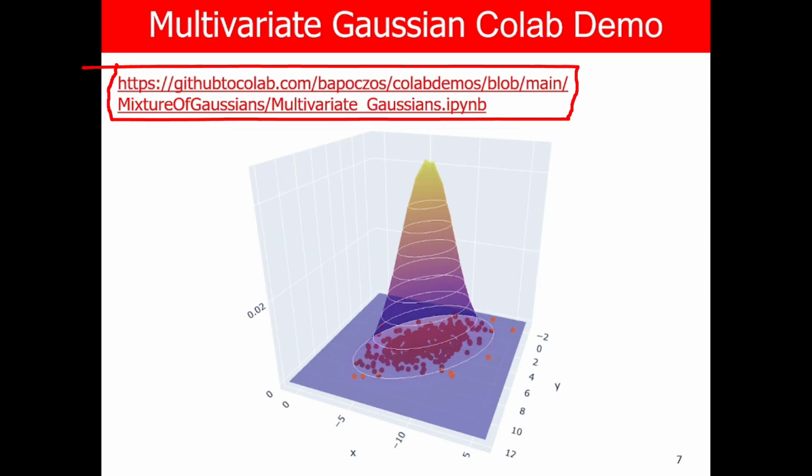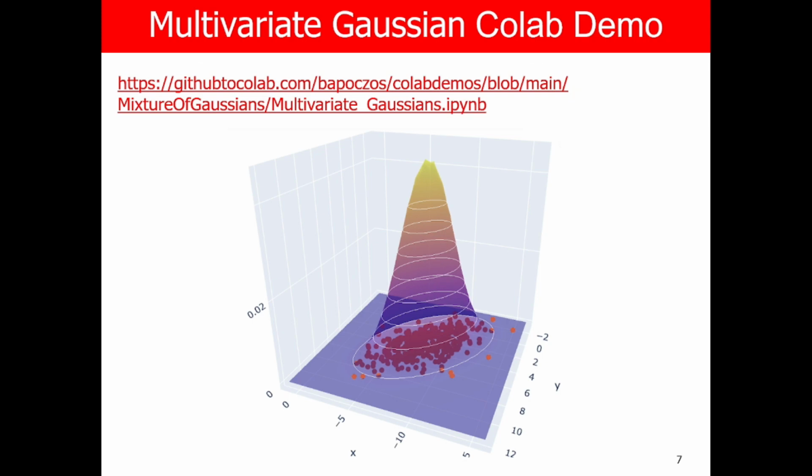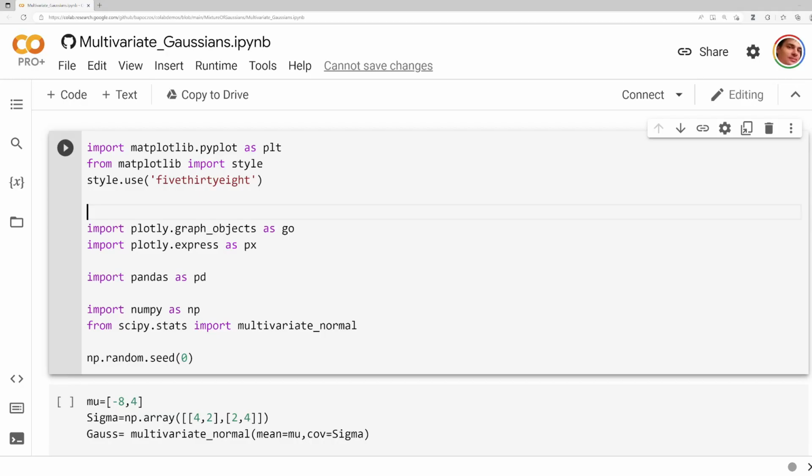I created this Jupyter notebook demo on Google Colab to visualize the density function and the level sets of the density function of a two-dimensional Gaussian distribution. A level set is a set of points which have the same density values. Let's quickly look at this code that can help visualize the level sets of a Gaussian distribution.